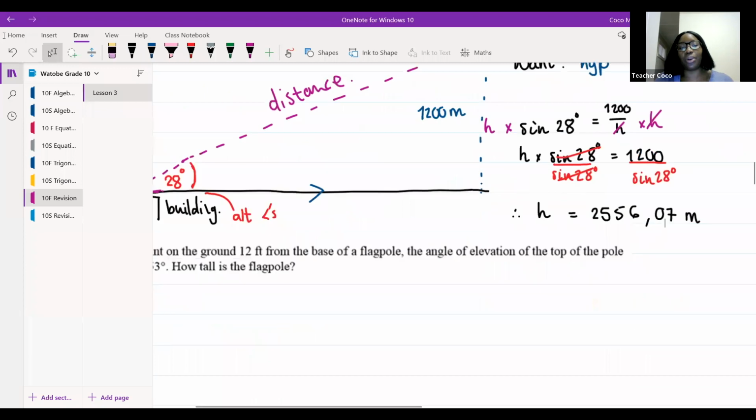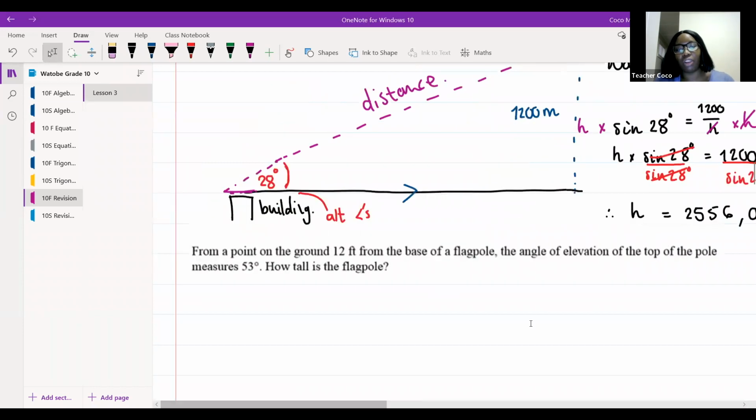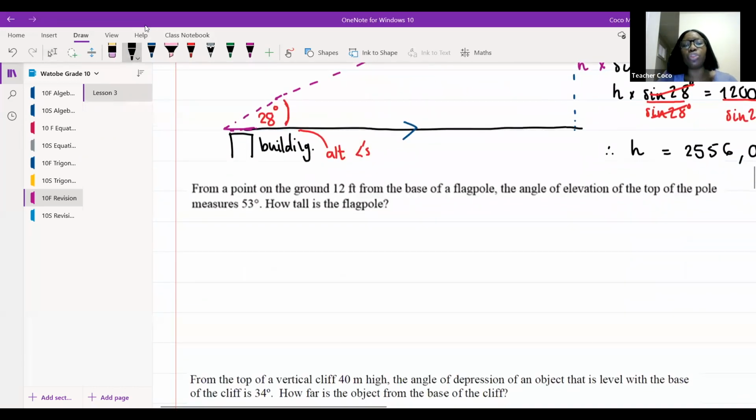Okay, let's look at this next question. I want you guys to theorize what's going to happen here. If there's any brave soul who would like to unmute and have a conversation with me about this one and what we're going to do, I would love to hear from you. Okay, so this one says, from a point on the ground, 12 meters from the base of the flagpole, the angle of elevation to the top of the pole measures 53 degrees. How tall is the flagpole? Ooh. Anybody got any ideas?